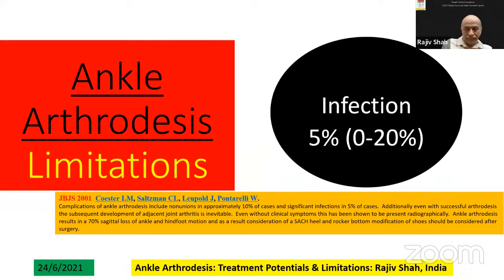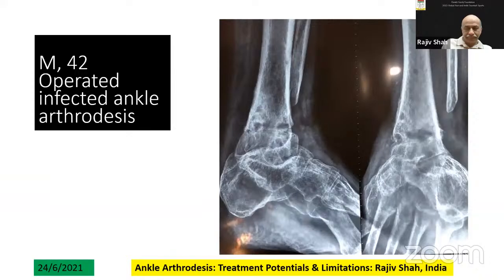Another limitation could be infection. The rate is to the tune of 5%. Various studies have come up with this rate, and infection is a disaster. Years later we did a revision ankle fusion with dual plate and bone grafting.